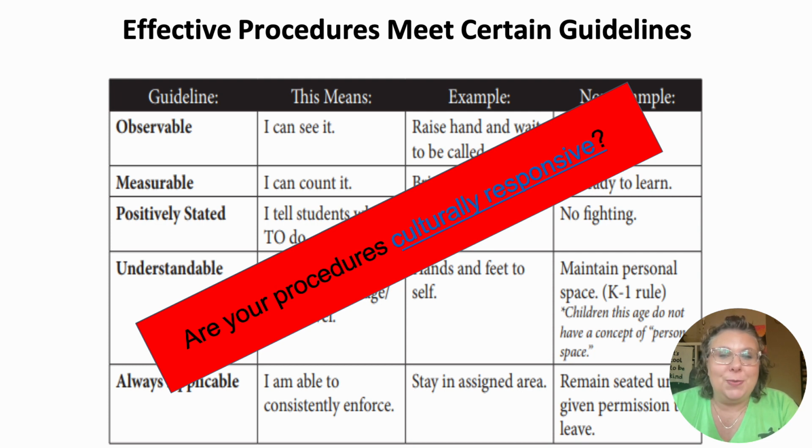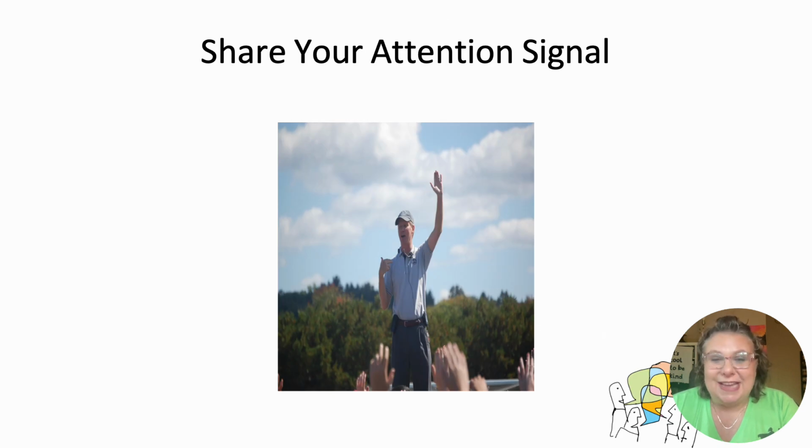Something I want to make sure you have in there is, what is your attention signal? I yell peanut butter and children respond jelly. That is one of mine, the peanut butter jelly. And then when I have everybody's attention, I go peanut butter jelly, peanut butter jelly, peanut butter jelly time. Because it's fun and it gets everybody's attention, and that works for me.